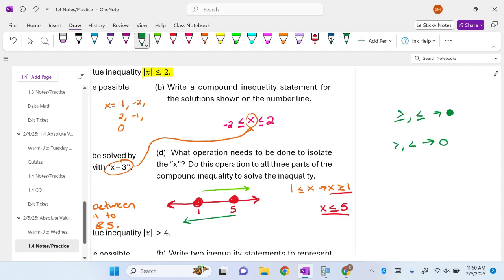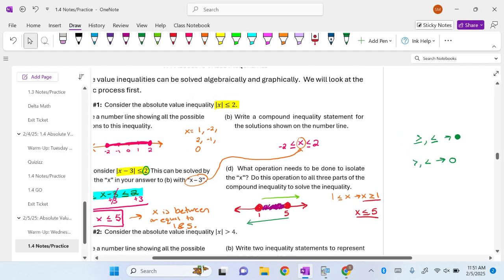And then where you want to shade is where they overlap. So where do they overlap? Where do those two shadings overlap? In between them. So we would shade right here. So that's how you would graph it on a number line. And you will be occasionally asked to do that, so that's why it's important that you remember this. So that is typically the process for when you have a less than or equal to.